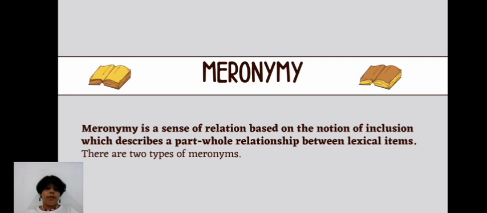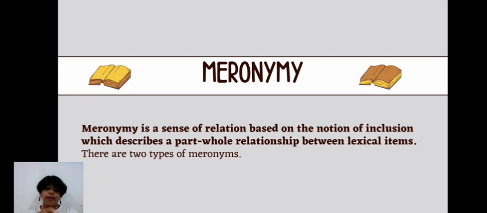Okay, so now let's talk about meronymy. In semantics, meronymy is a sense relationship based on the notion of inclusion, which describes a part-whole relationship between lexical items. In other words, a meronym is a word that denotes a constituent part or a member of something. For example, an apple is a meronym of an apple tree, because the apple belongs to the apple tree. And both terms share a relationship that we call part-to-whole relationship, or meronymy.